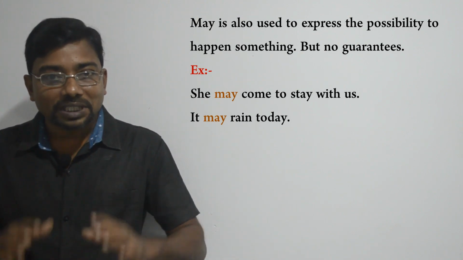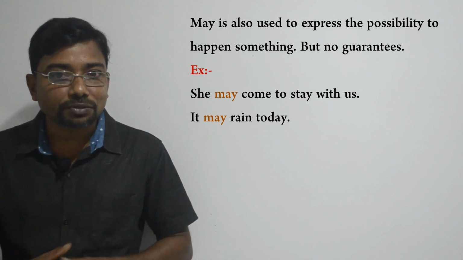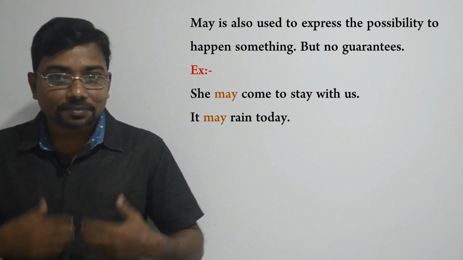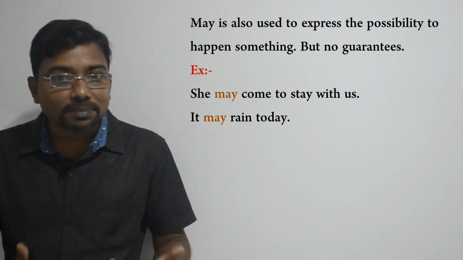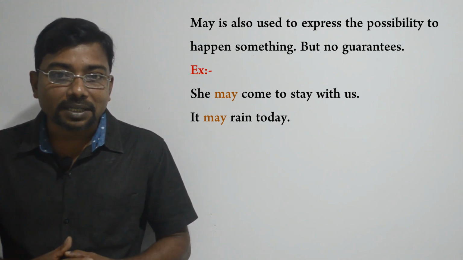When we consider all these examples, it is clear we can use may to take permission as well as to denote the possibility of something happening. Another very important thing you should remember: in most cases we use may to talk about future and present situations, and the verb always comes in the simple present tense.